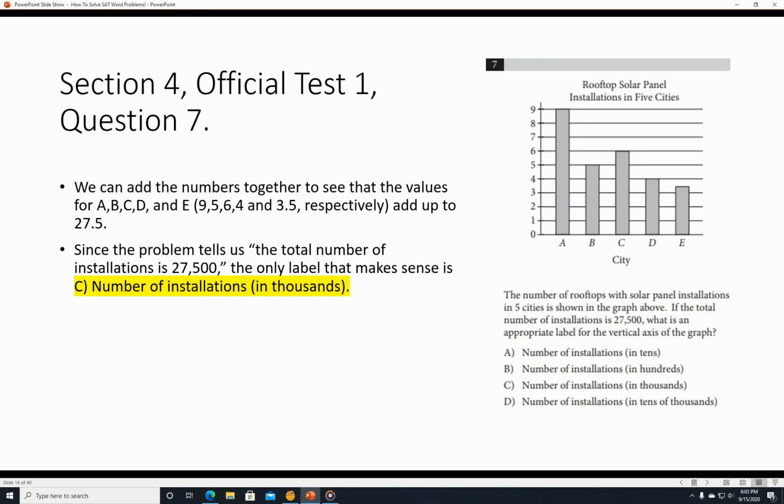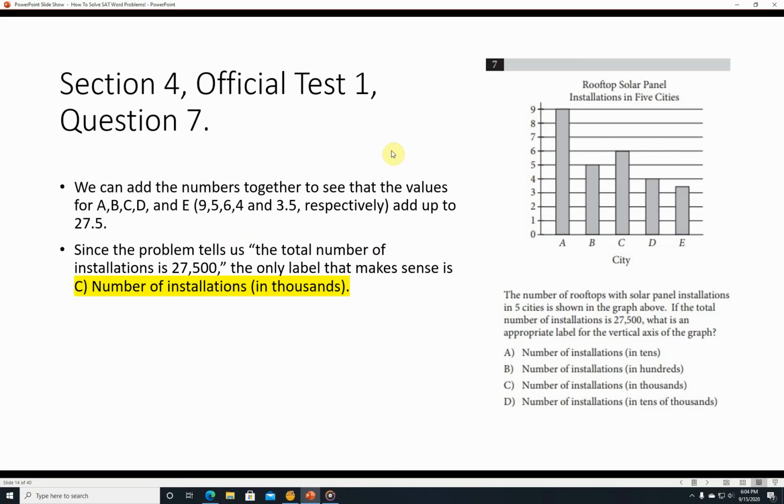Section 4, official test number 1, question 7. All right, so we have rooftop solar panel installations in 5 cities. The number of rooftops with solar panel installations in 5 cities is shown in the graph above. If the total number of installations is 27,500, what is an appropriate label for the vertical axis of the graph? Well, we see these numbers. The vertical axis is the one that goes up and down. It's the y-axis. So we have 0 through 9. Not 1 through 9, 0 through 9.